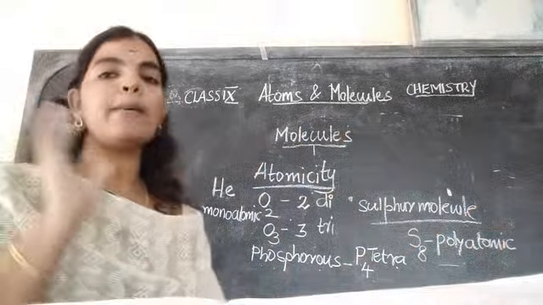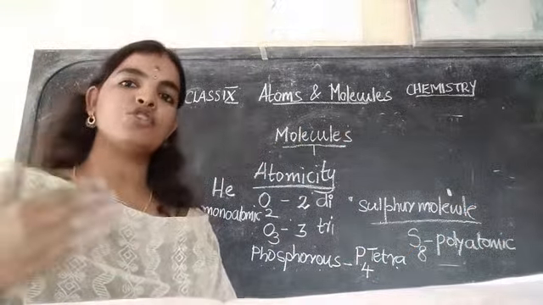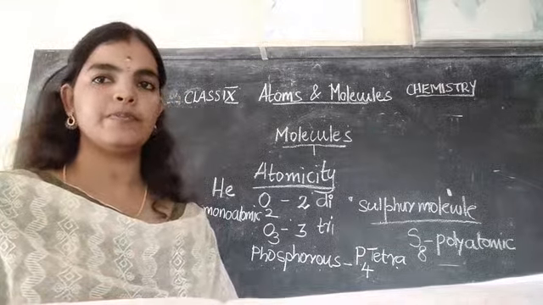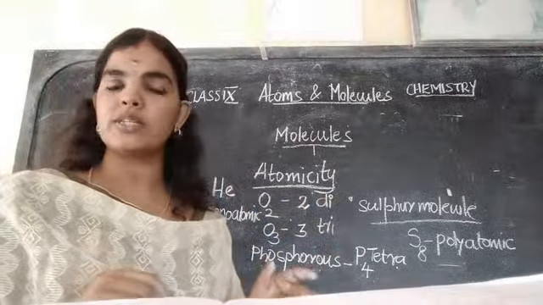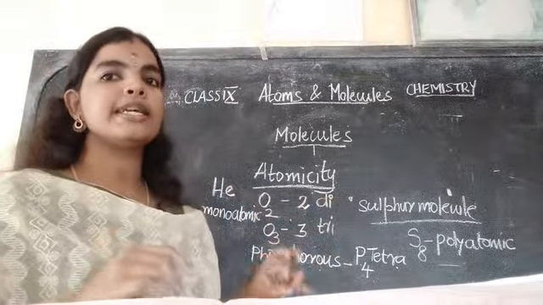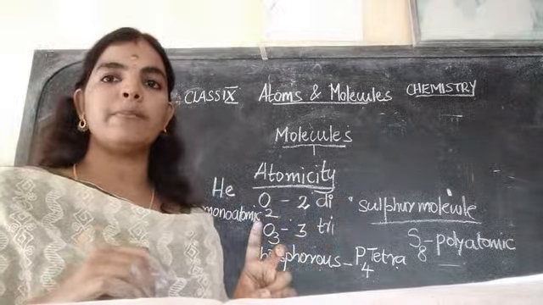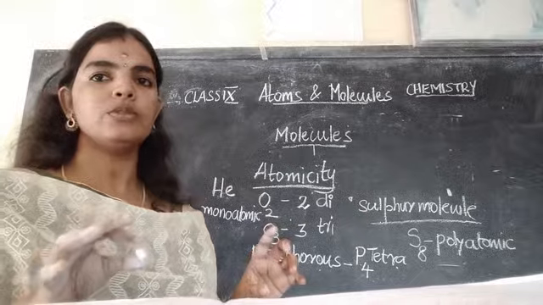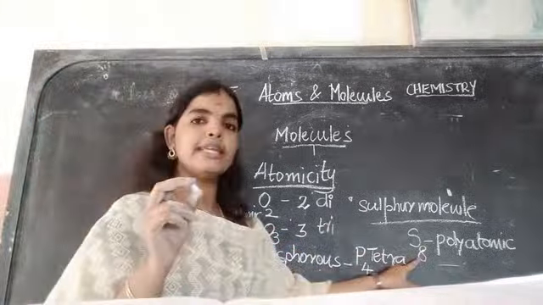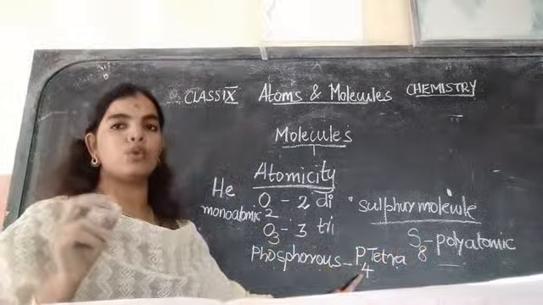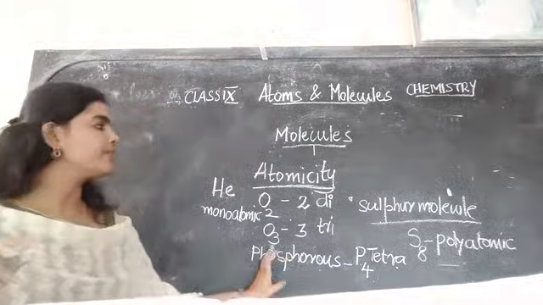So atomicity is the number of atoms present in a molecule. It can be mono, di, tri, polyatomic, etc. Is it clear? And in this section, define atomicity, that is an important question. And also find the atomicity in the case of phosphorus molecule and sulfur molecule. That question is also very important, and they won't give the formula. It is just given as sulfur molecule. So you should know that the sulfur molecule is S8 and the phosphorus molecule is P4. Is it clear to all of you about the atomicity? Okay.